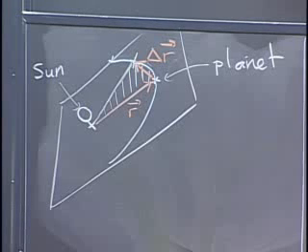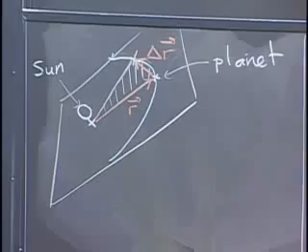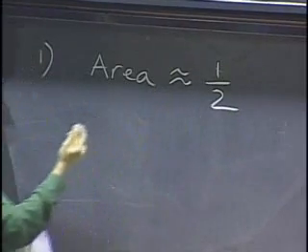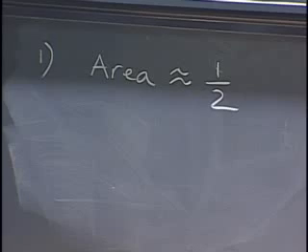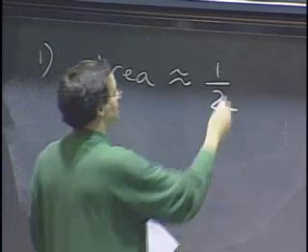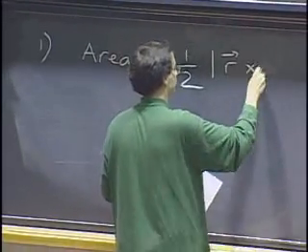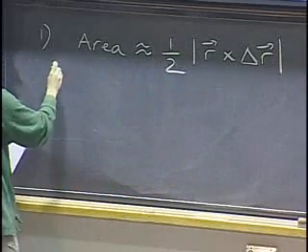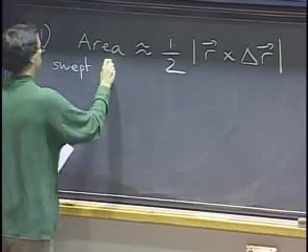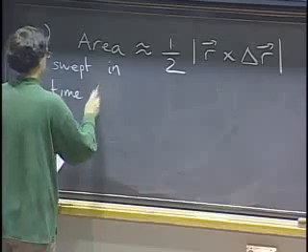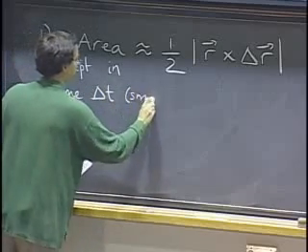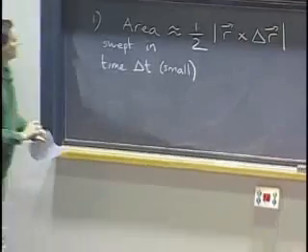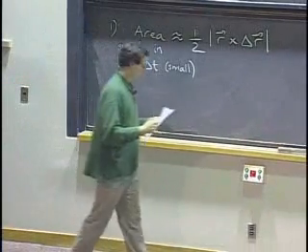So the area is approximately equal to 1/2 of the area of a parallelogram that I could form from these vectors. And the area of a parallelogram is given by the magnitude of a cross product. Okay, so I should say this is the area swept in time delta t. And you should think of delta t as relatively small. I mean, at the scale of a planet, that might still be a few days, but small compared to the overall trajectory.